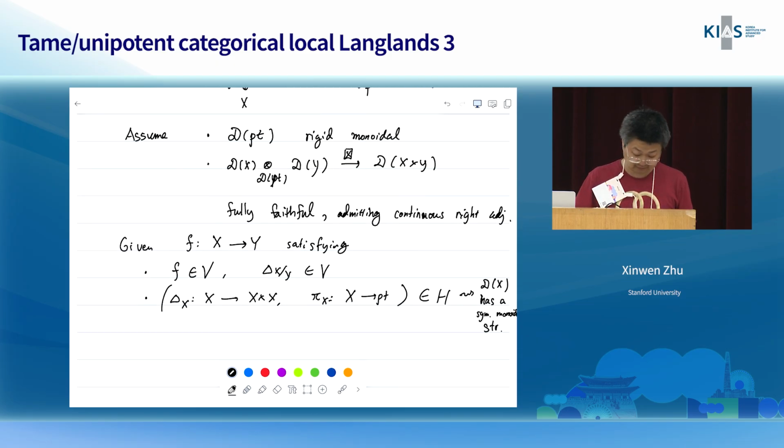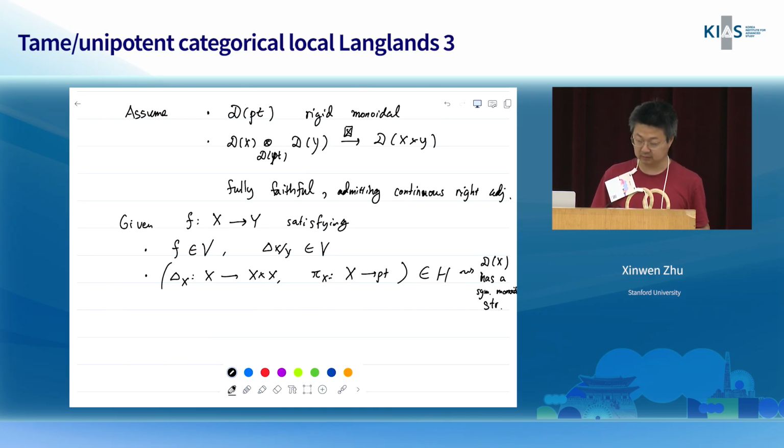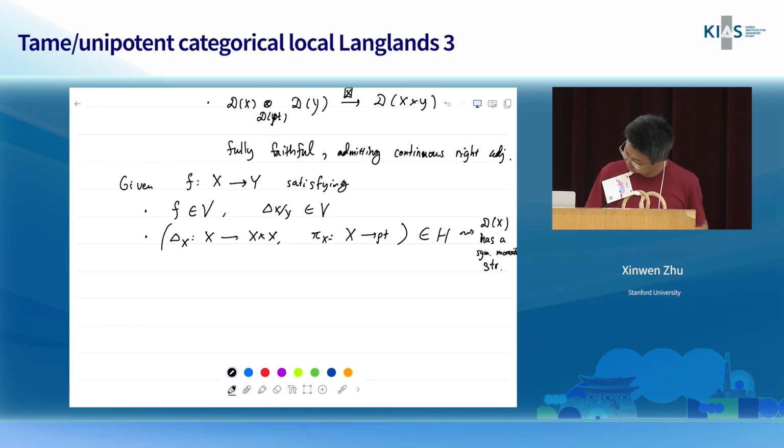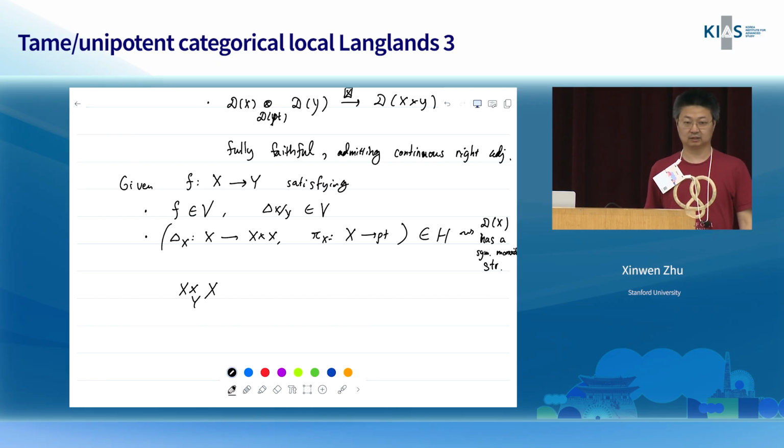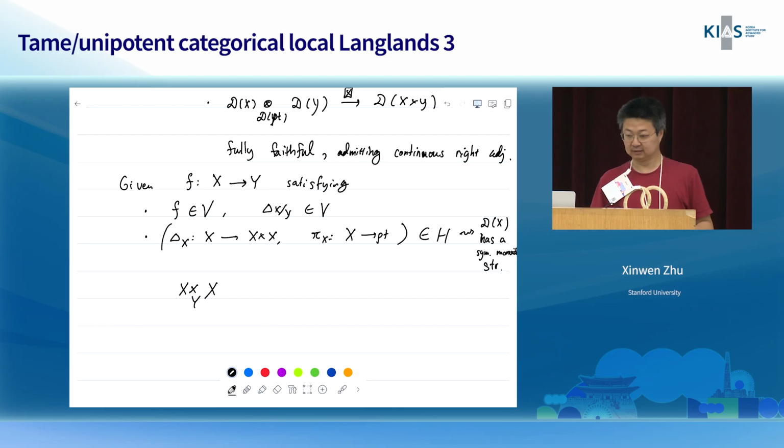Yeah, because X itself becomes an algebra object in this category of correspondence sets. But what we are really interested in, if you think about all this construction, is to consider some object like X times X over Y. So this actually is an algebra object in this category.